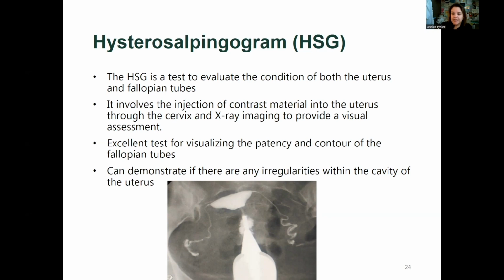The HSG test is an excellent test for visualizing the fallopian tubes. It can demonstrate if there are any irregularities within the cavity of the uterus, although it is less sensitive for that compared with the tubes. And so this is a good option for looking at both.